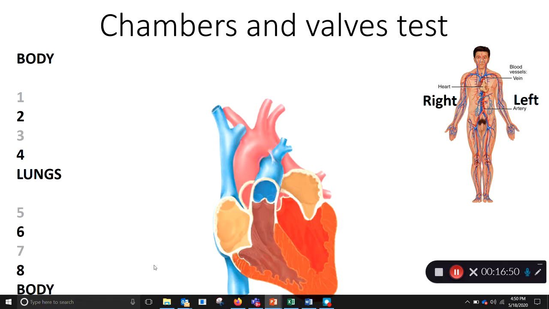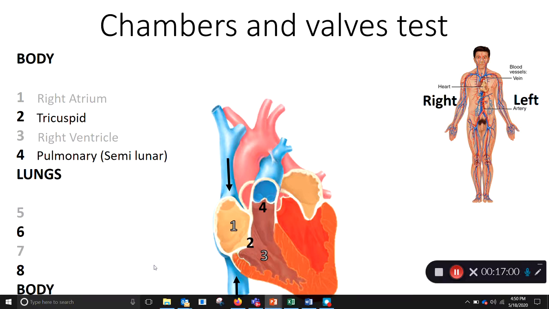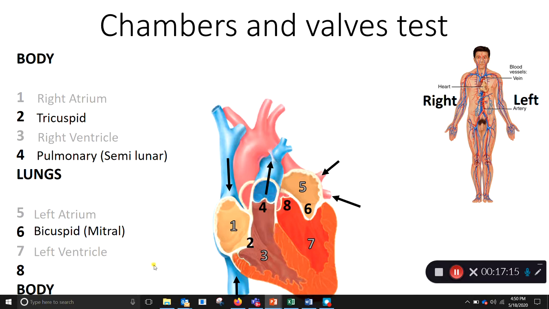Okay, real quick: right atrium, tricuspid, right ventricle, you go into the pulmonary semilunar valve, you go into the lungs, you come back down, you go into the left atrium, you pass through the bicuspid valve, aka the mitral, into the left ventricle. The left ventricle then goes up through the semilunar valve that pertains to the aorta, so it's the aortic semilunar valve, and out onto the body.